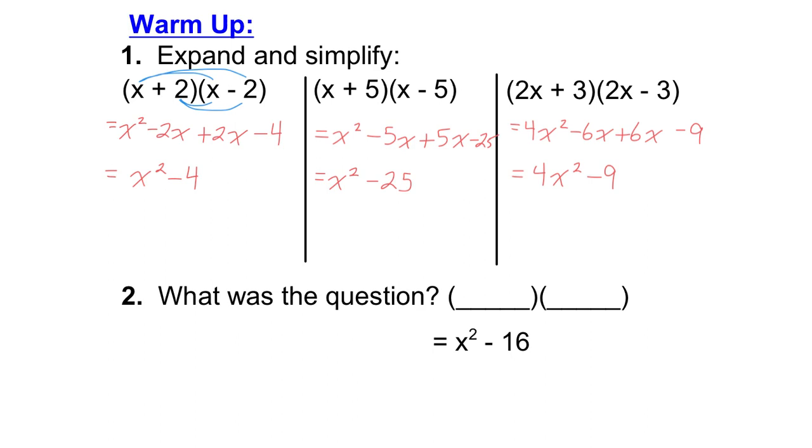Now, maybe you've noticed a pattern. Look at the answers you got and what the question looked like. And then you can figure out what goes here for the next one. Did you see it? X plus 4 times x minus 4 will get us x squared minus 16. Keep this in the back of your mind as we get into the lesson today.